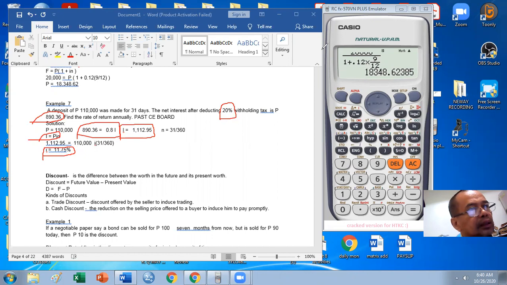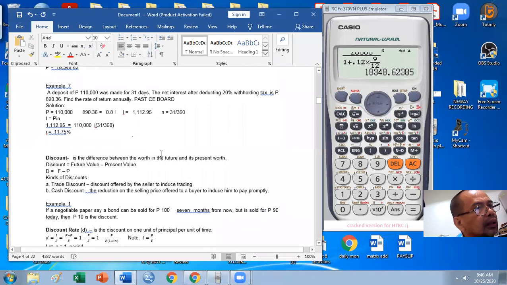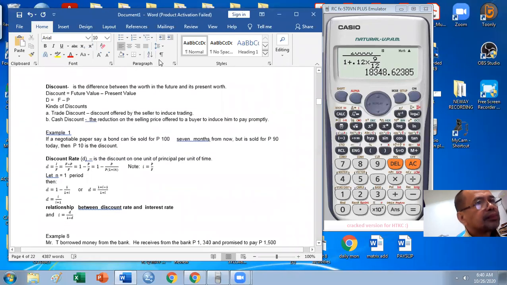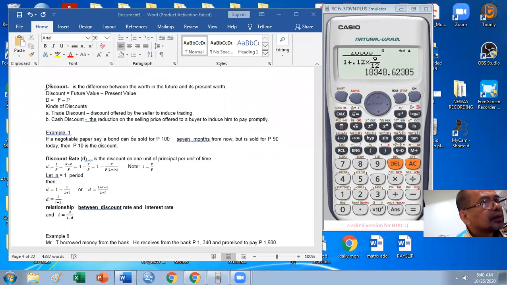Okay, next you have discount. Ito naman yung concept ng discount. When you say discount, it is the difference between the worth in the future and its present worth. So basically, your discount is future value minus present value. Okay, team, discount is F minus P. Now look, this is the kinds of discount, the trade discount. When you say trade discount, this is discount offered by seller to induce trading.